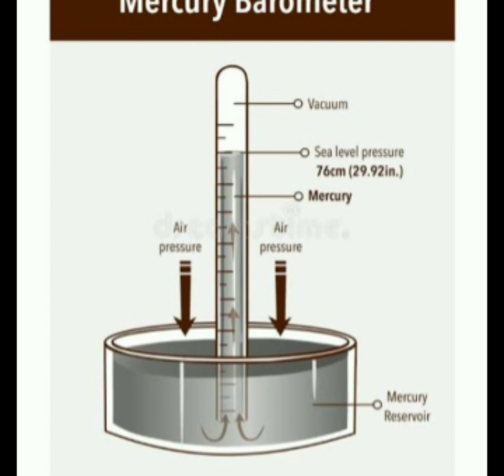So we can compare here the outer air pressure or atmospheric pressure with the help of the pressure exerted by the mercury column raised in the tube. That is, as the mercury rises higher and higher in the tube, it shows an increase in atmospheric pressure, and as the mercury level decreases in the tube, it will show a decrease in atmospheric pressure.